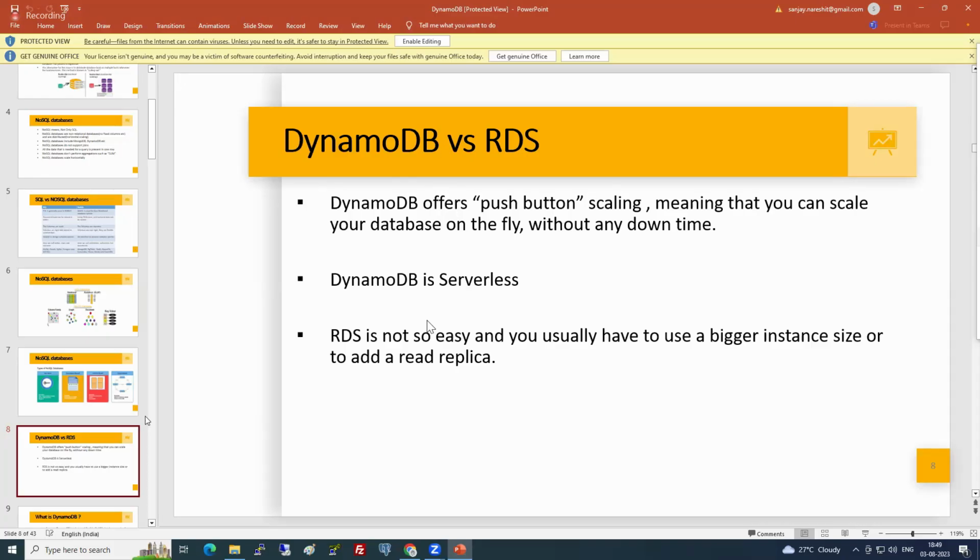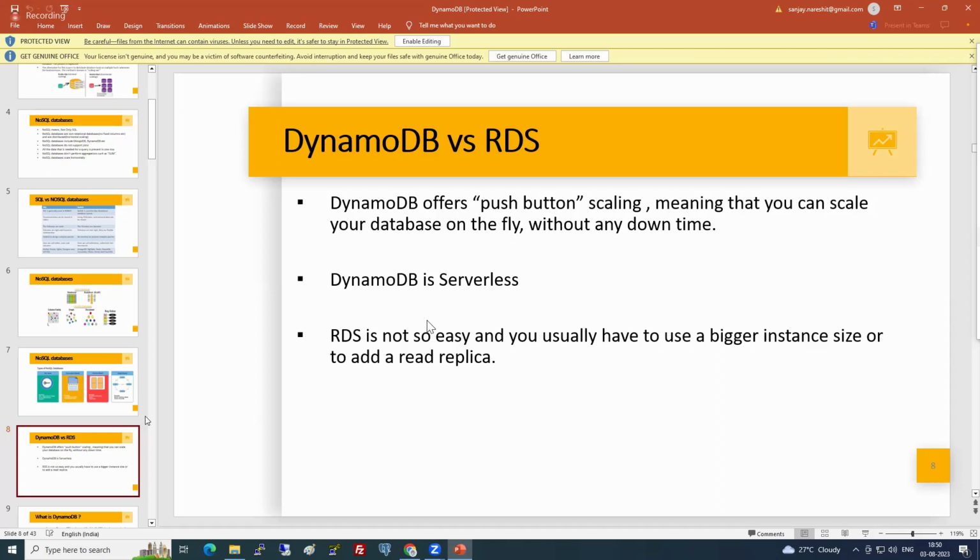You need to put some numbers. You just increase the number. If you increase that number, DynamoDB will automatically scale out. And by the way, guys, DynamoDB is not server based. It is serverless. DynamoDB is what? Serverless.